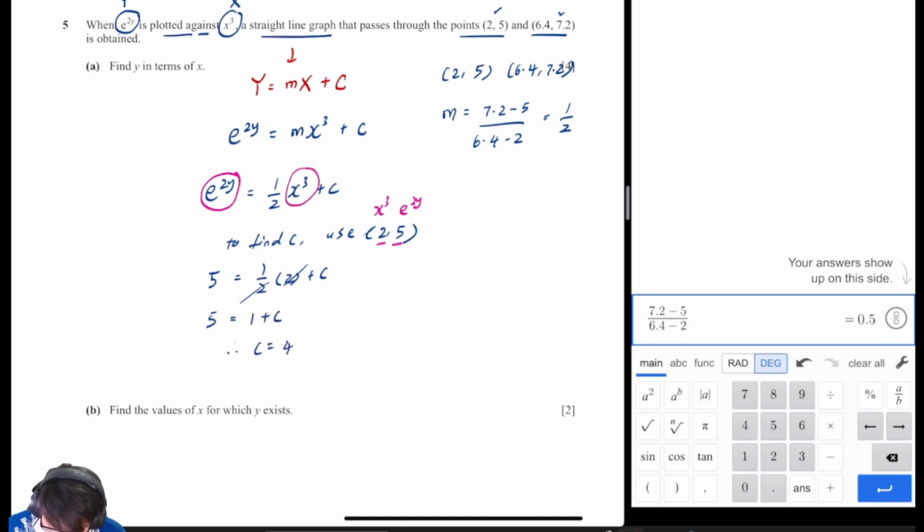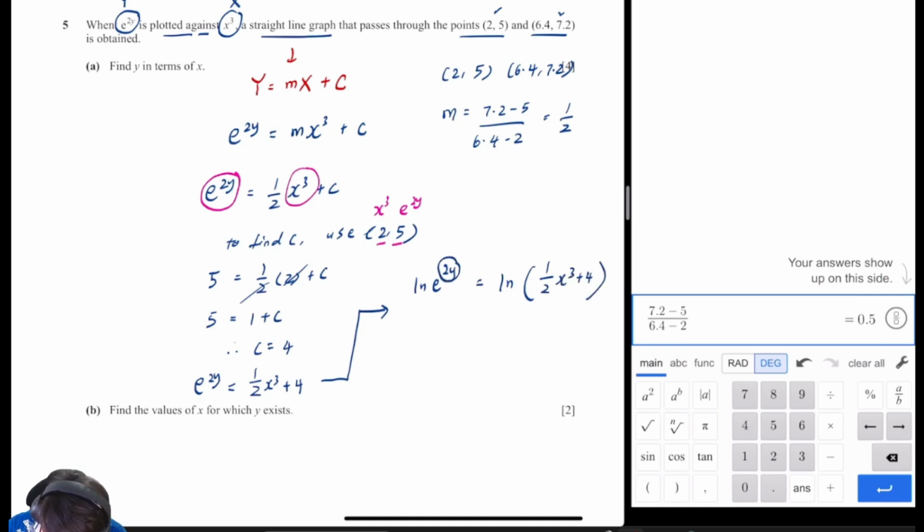So rewrite the equation. e to the power of 2y is equal to 1 over 2 x cubed plus 4. Are we done? Not yet, because we have to find y in terms of x. So what are we going to do here? You have to take ln on both sides because you're going to put the y down there. So ln, bracket the entire thing. Move the 2y in front.